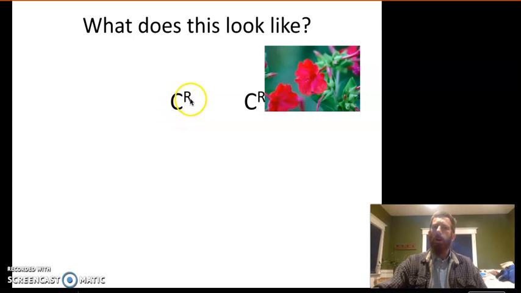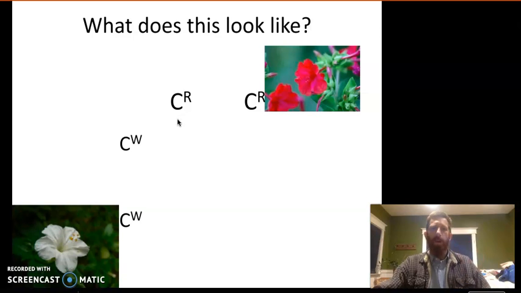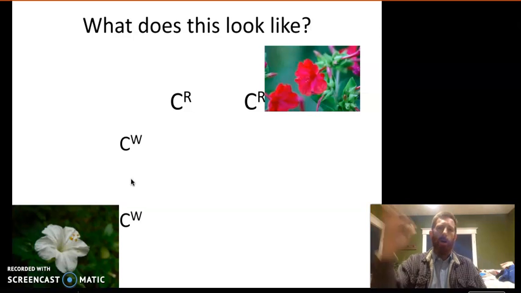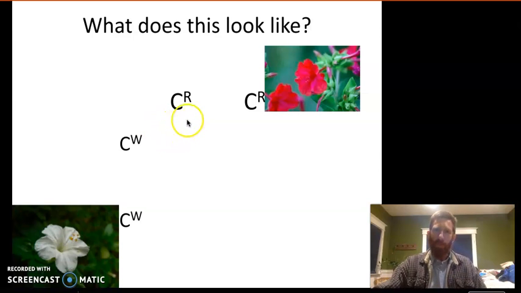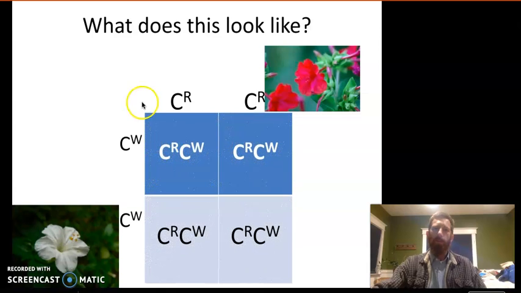So C to the R is the red allele. That's how I signify or notate that. And then C to the W is the white allele. If you want to use R and W, that's totally fine. If you want to use a big R and little r, you can do that. That's totally fine. But on quizzes and tests, and in our notes, this is how I'm going to represent it. So if you want to use that, great. If you have a system that works better for you, that's great. I won't stop you from using that.